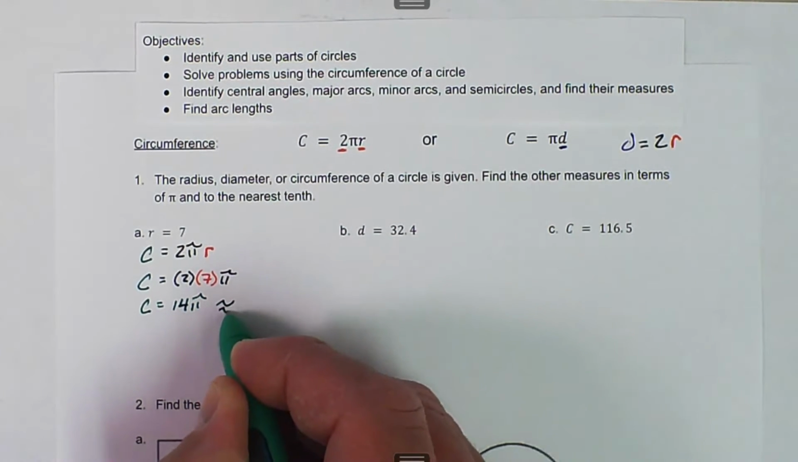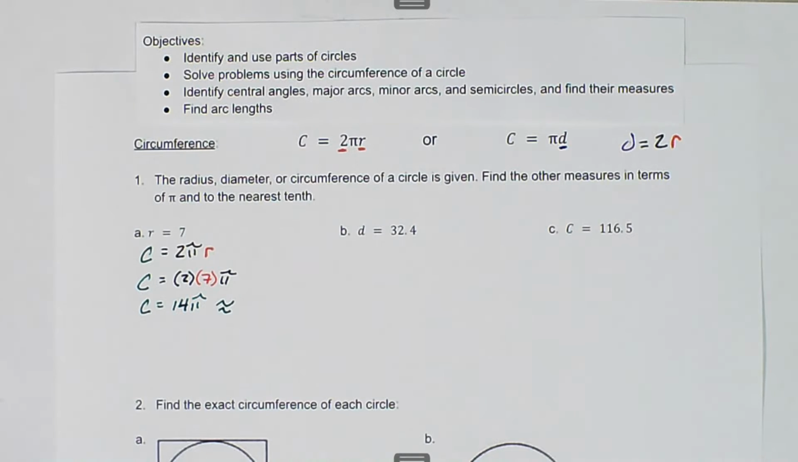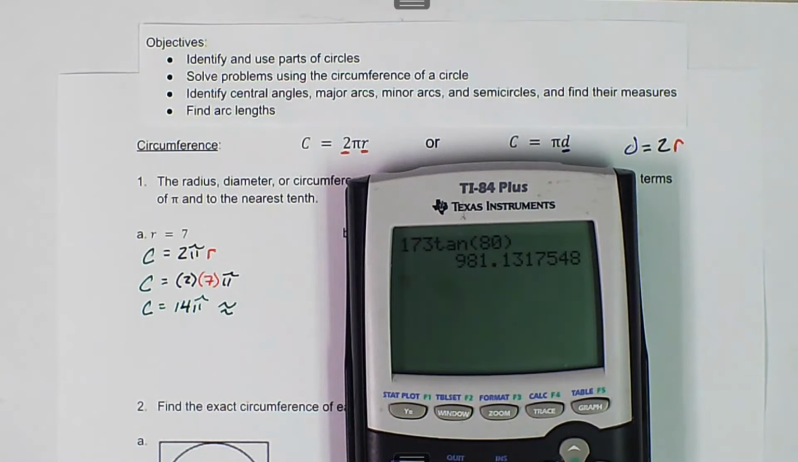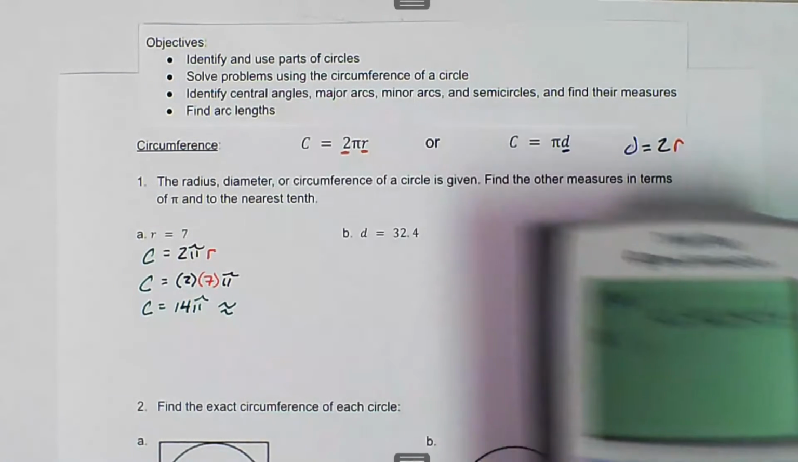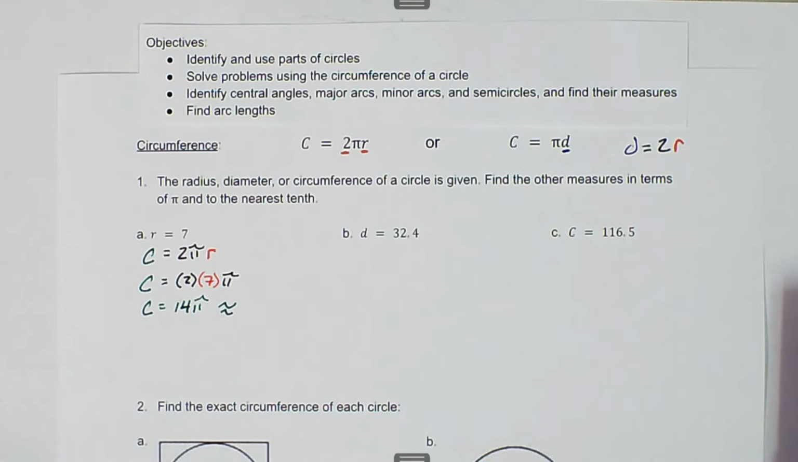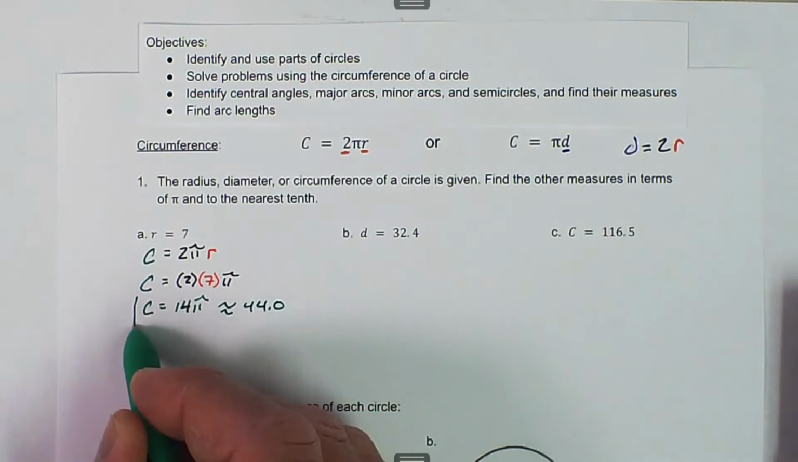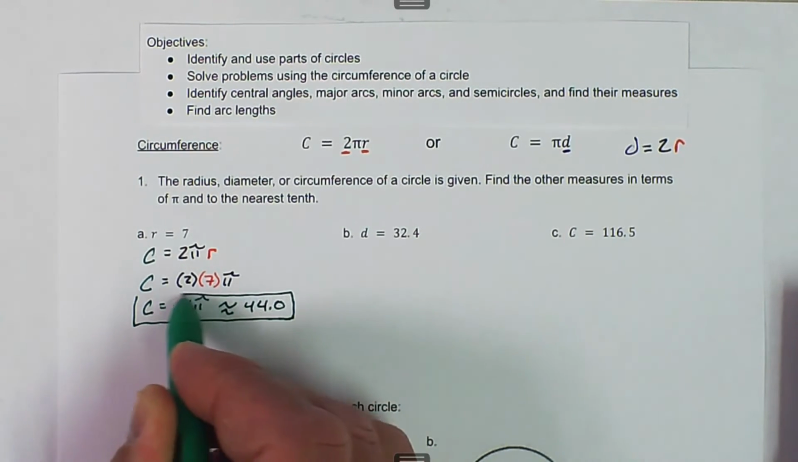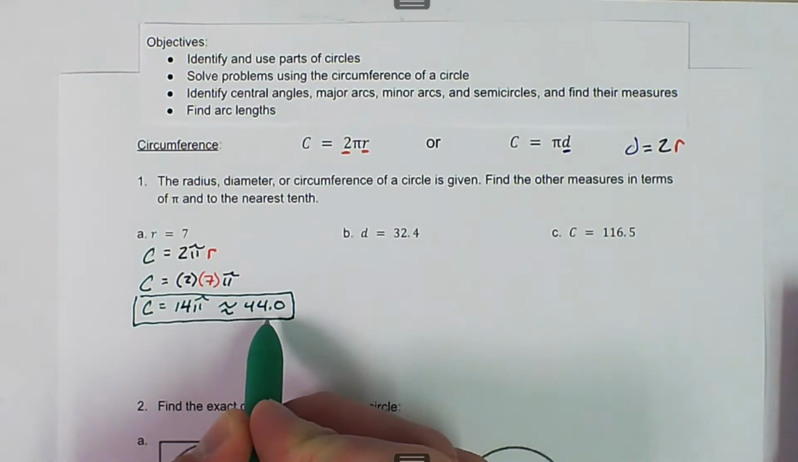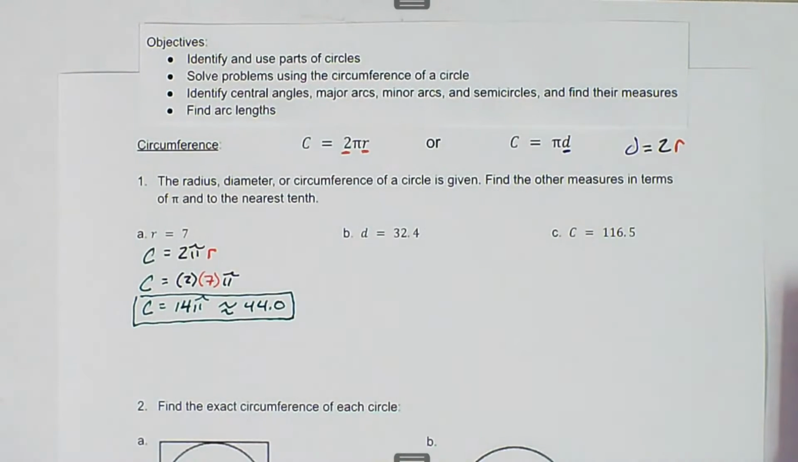Now this is approximately equal to, if we use our calculator, we can say 14, and then the pi button is located above the caret key right there, and it's written in blue ink, so we want to activate the blue keys on our calculator, and then we get approximately 44.0. So approximately 44.0. So that is the two answers. One is in terms of pi, which is an exact answer, and then we have an approximate rounded answer by plugging those in our calculator.